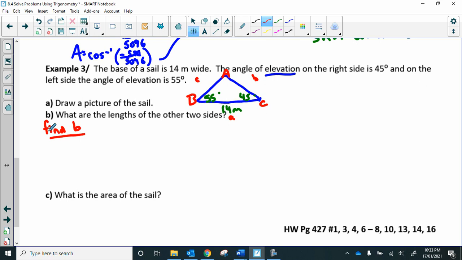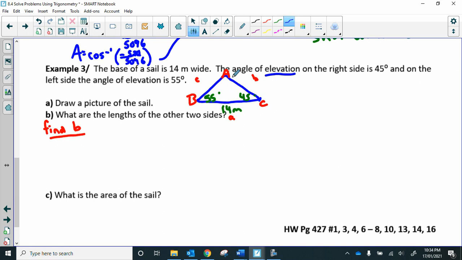In order to find this, we can't use SOH CAH TOA. It's not a 90-degree triangle. Could we use sine law? Do we have a side angle pair? I have two angles and a side. So if you have two angles and a side, you can use sine law. We're just going to have to do a little bit of work here to find our opposite pair.